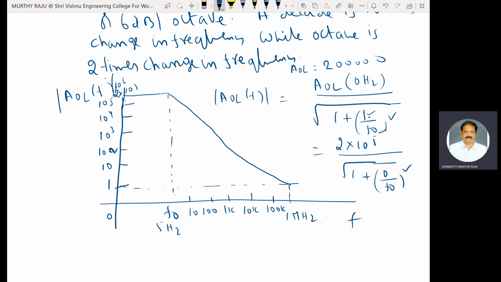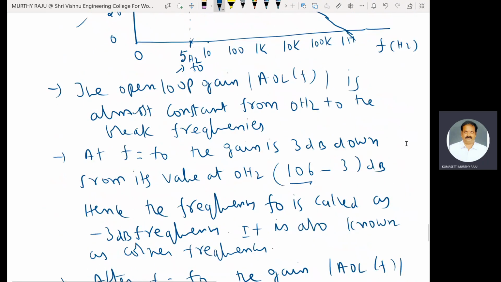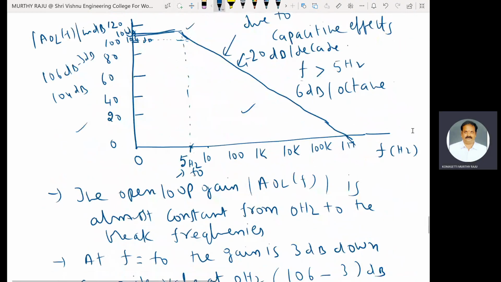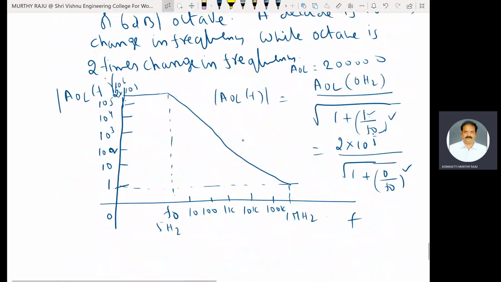At f is equal to 5 Hz, f naught is also 5 Hz. 5 by 5 is 1, so 2 into 10 power 5 divided by square root of 2. In that fashion, you have to calculate all the values of mod AOL of f and draw this frequency response using dB. Here we use normal values.